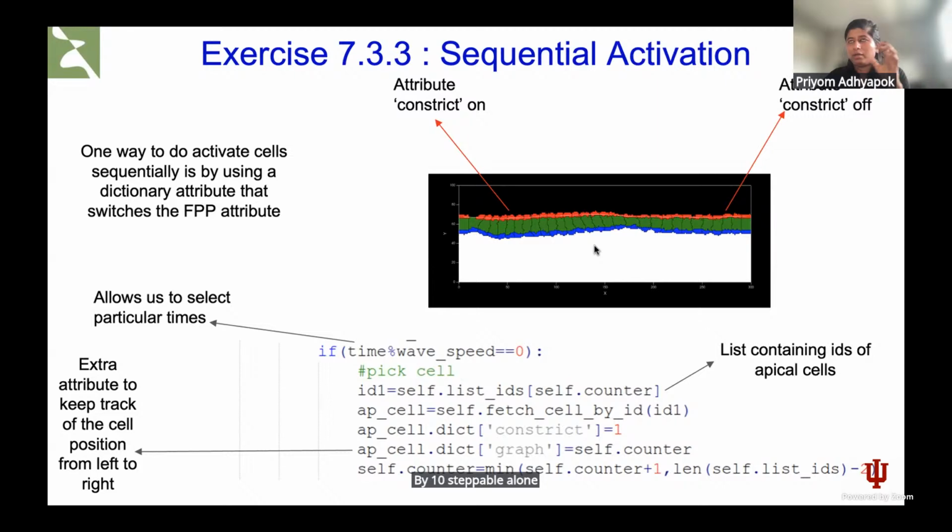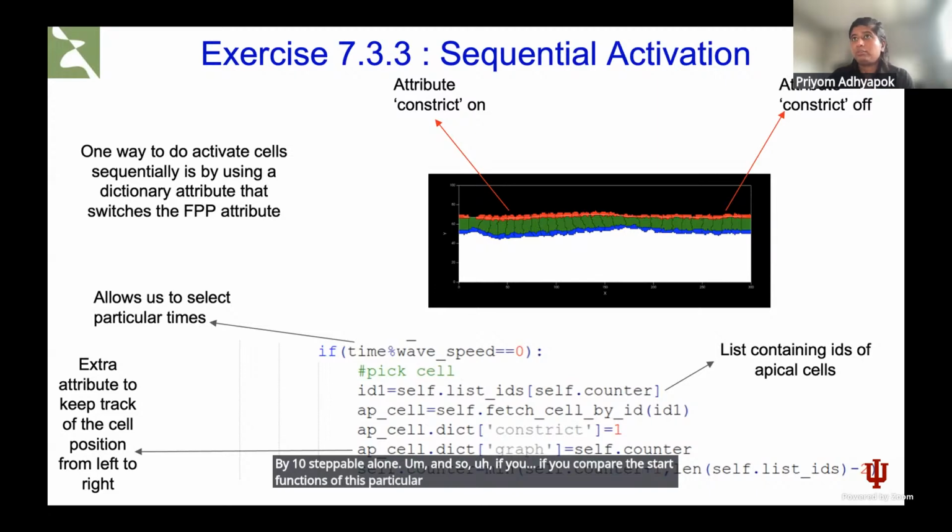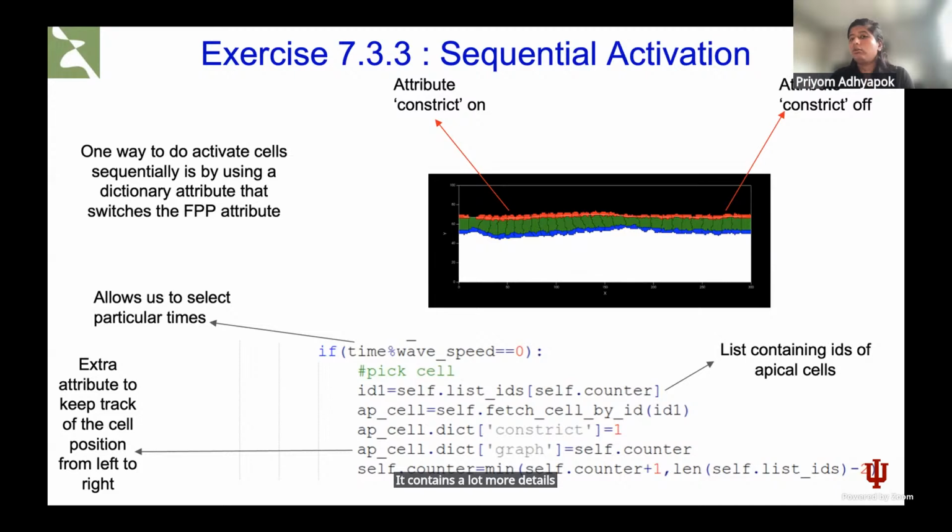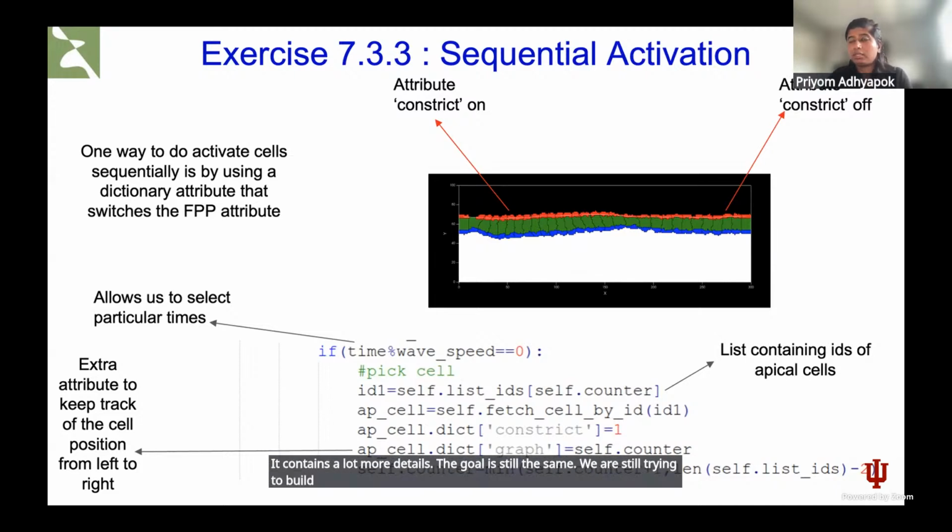So if you compare the start functions of this particular module subsection, you might be able to see that it contains a lot more details. The goal is still the same. We're still trying to start off with a basic epithelium. We're still trying to build basic apical to apical links.